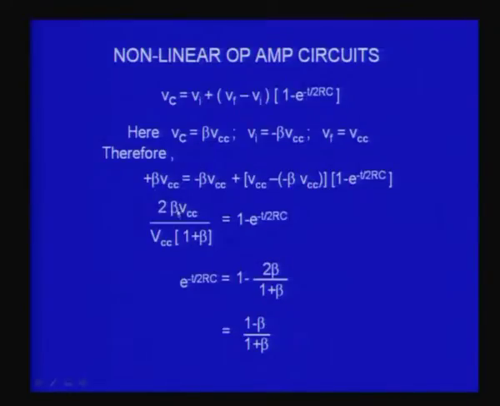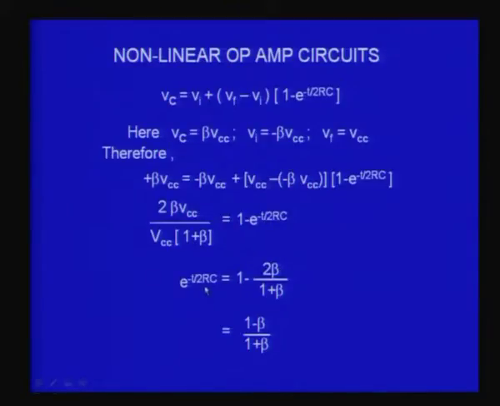So I will substitute these values. Vc is plus beta Vcc, that is equal to minus beta Vcc, which is the initial voltage, plus the final voltage Vcc minus beta Vcc, multiplied by 1 minus exponential t by 2 RC. This is the normal expression for charging of a capacitor, you all know. When you simplify this it becomes 2 beta Vcc by Vcc into 1 plus beta, that is equal to 1 minus e power minus t by 2 RC.